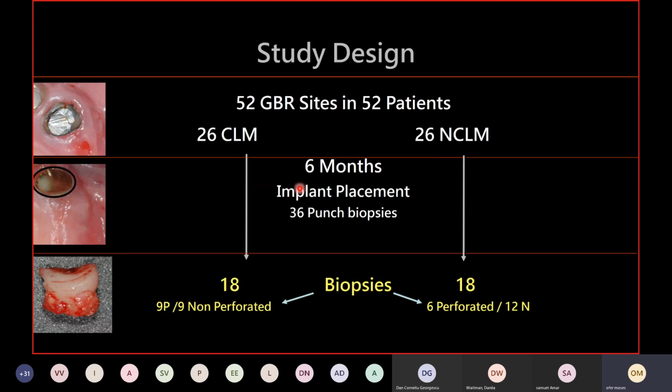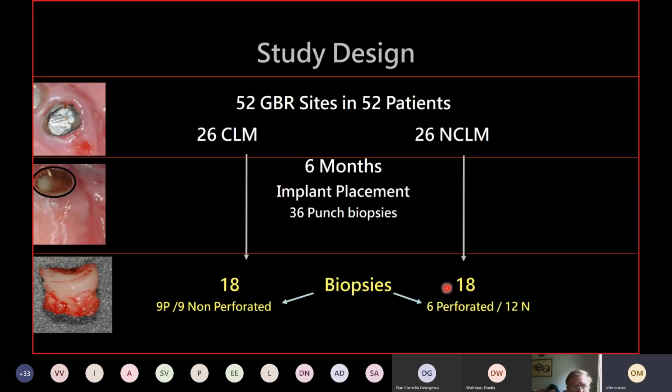After 6 months we placed implants and we took biopsies from 36 cases, 18 from a cross-linked. Out of the 18, 9 were perforated and 9 were not perforated. And out of the 18 cases of the non-cross-linked, 6 were perforated and 12 were not perforated.